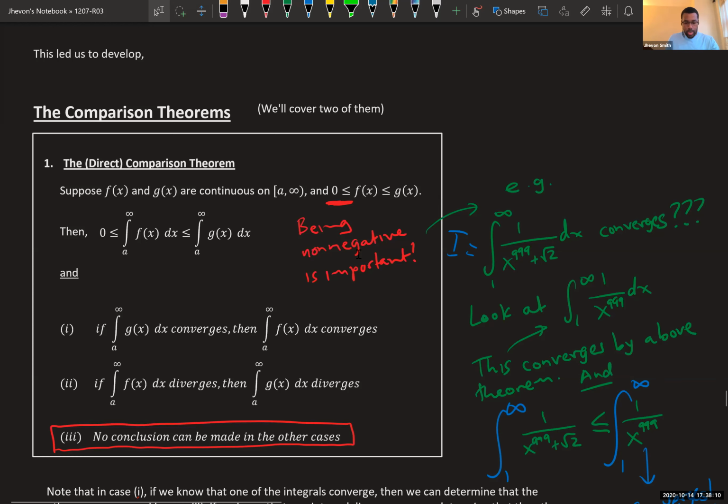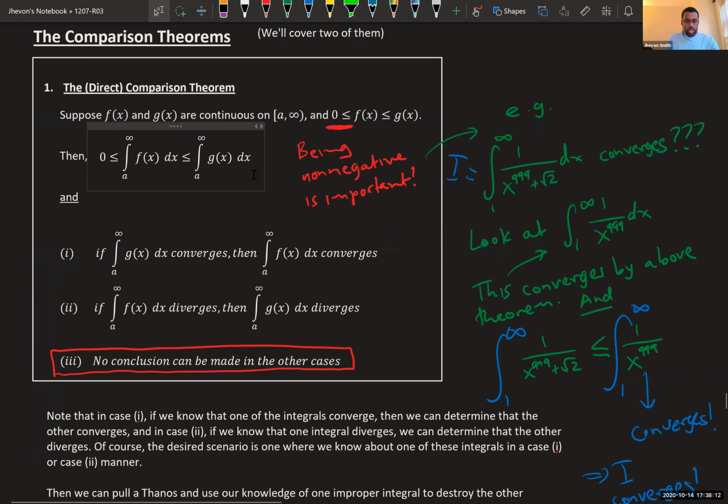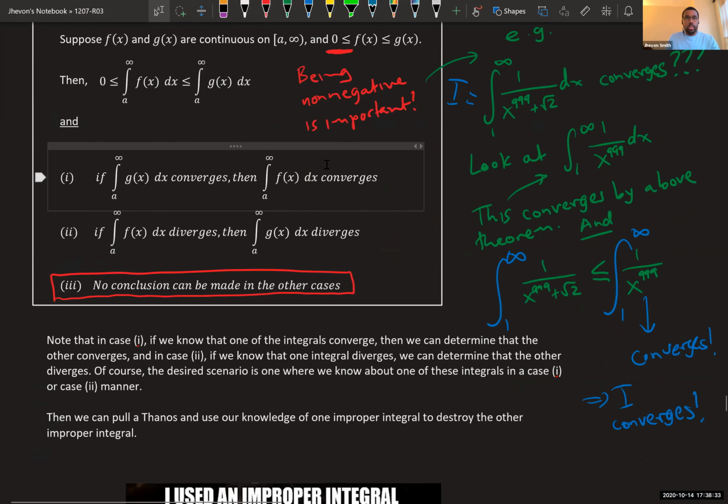And furthermore, for these kinds of improper integrals, if the upper integral converges to a number, we can conclude that the lower integral converges. And if the lower integral diverges, we can conclude that the upper integral also diverges. Note that both have to be non-negative, and we have to know in which order they are increasing. We have to know who is bigger than who, and we have to know that both are greater than 0.